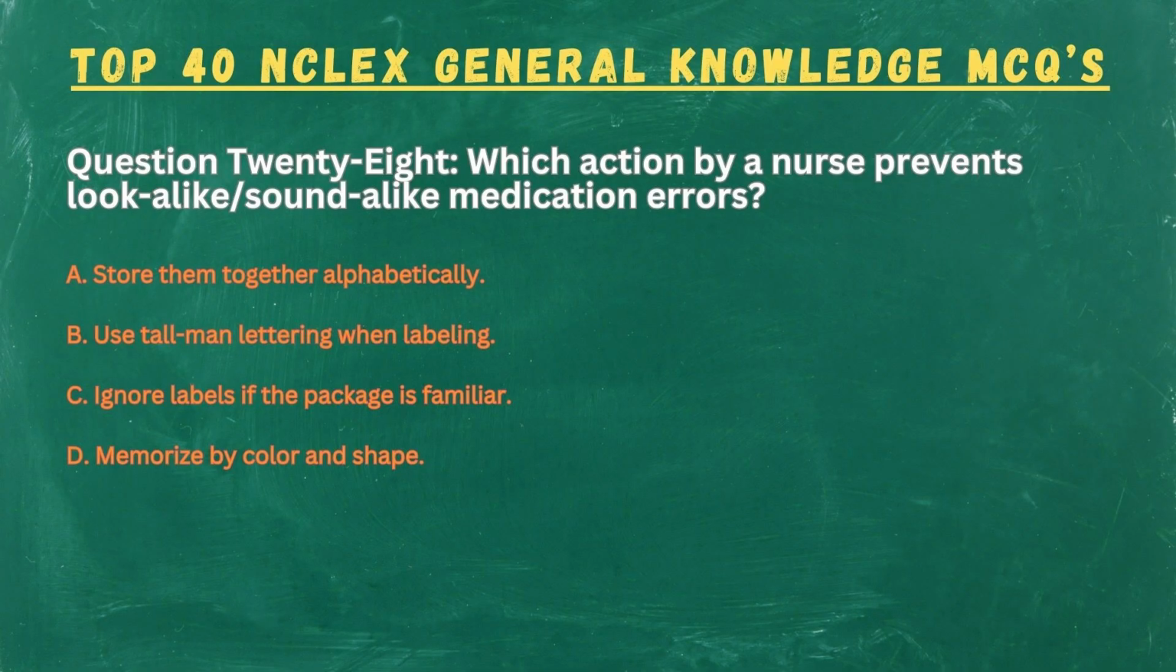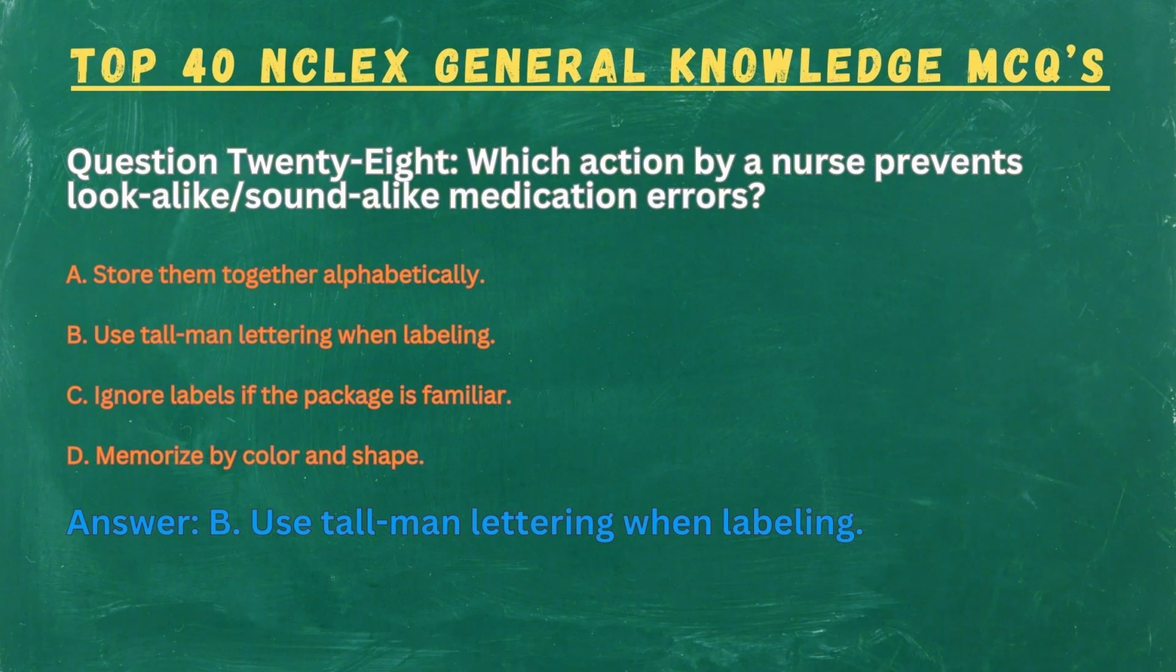Question 28. Which action by a nurse prevents look-alike/sound-alike medication errors? A. Store them together alphabetically. B. Use tall man lettering when labeling. C. Ignore labels if the package is familiar. D. Memorize by color and shape. Answer: B. Use tall man lettering when labeling.